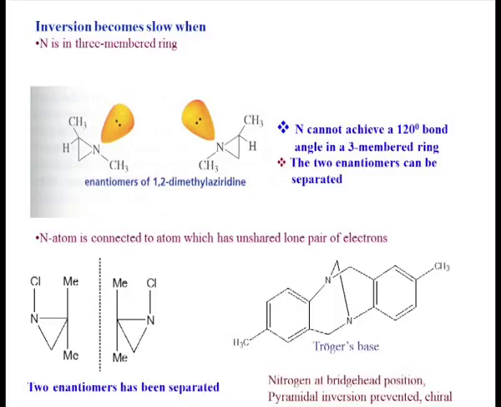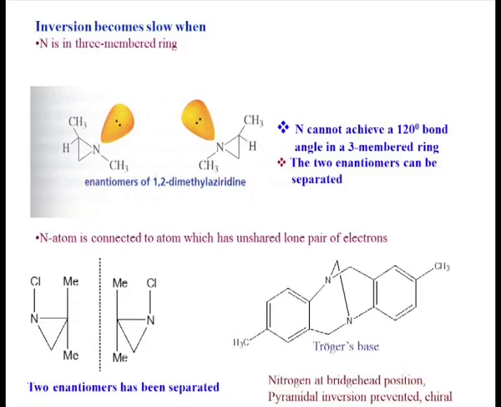So, one way to solve this problem is making some bridge or a small ring, so that an inversion barrier is imposed, and that is why one of the enantiomers could be separated. So, that is the trick to get a chiral nitrogen compound. Of course, as I have already answered, nitrogen cannot achieve a 120-degree bond angle as it is in a 3-membered ring, a 60-degree angle. It will be very difficult, so it will remain in the chiral form. The two enantiomers can be separated. That is a very nice trick to get the chiral nitrogen compound.